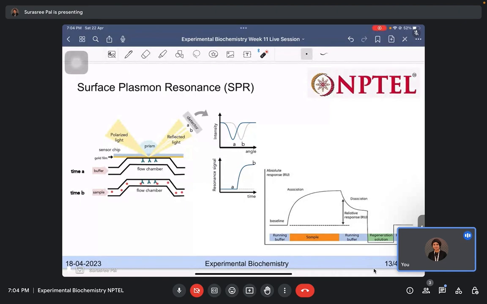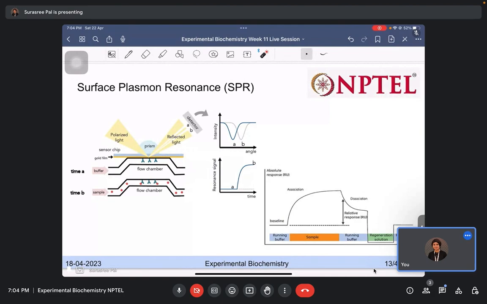We have a flow chamber. This is the flow chamber, and inside this flow chamber, we have immobilized our proteins of interest. On top of the flow chamber, we have a thin layer of gold, so it's a metallic layer. And on top of that, we have a sensor chip.